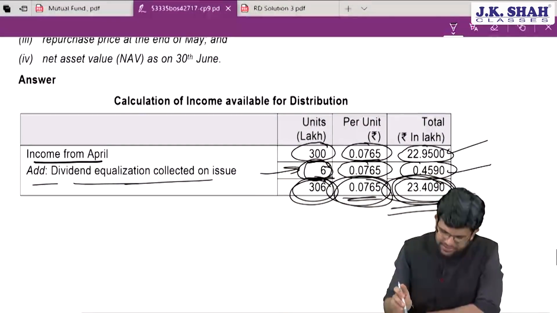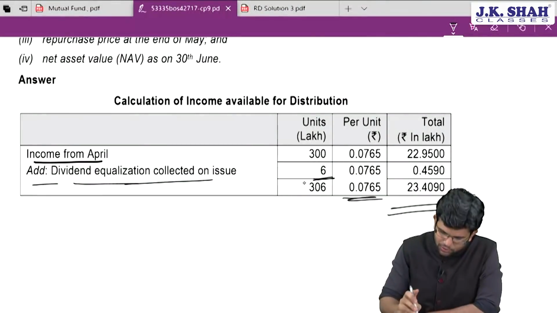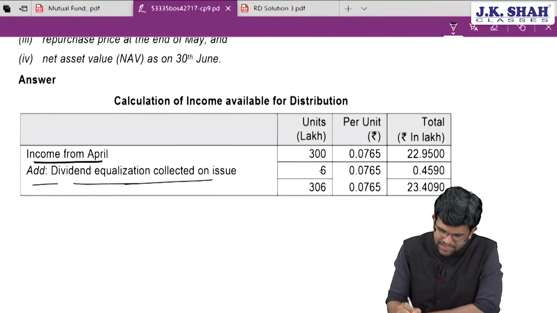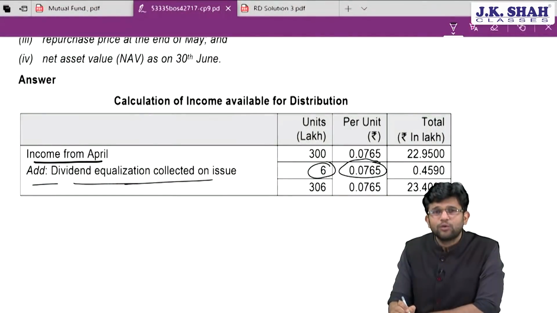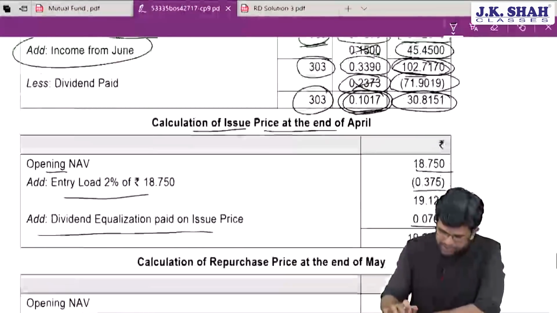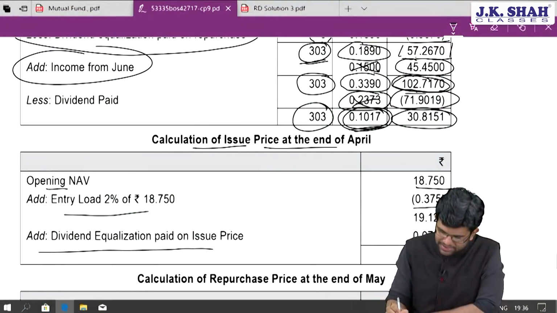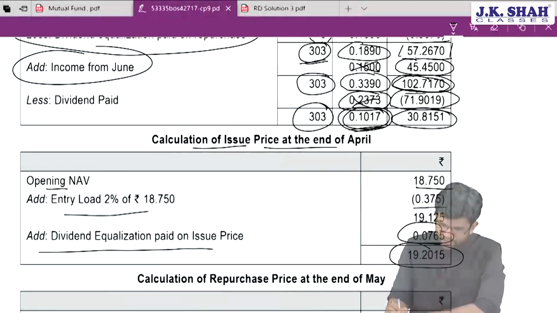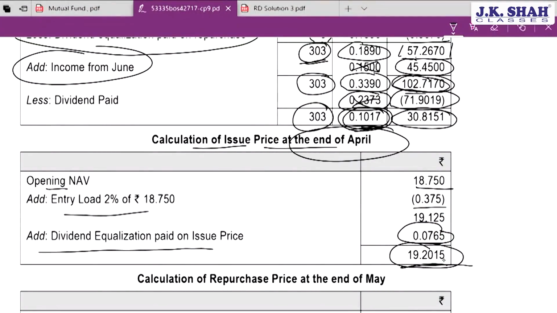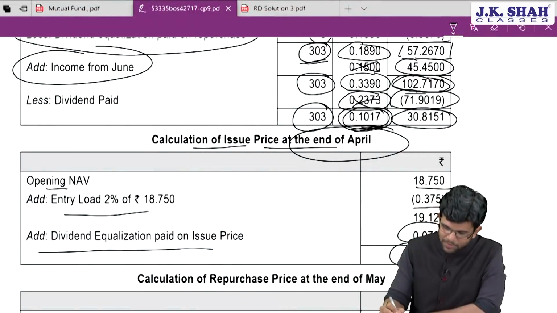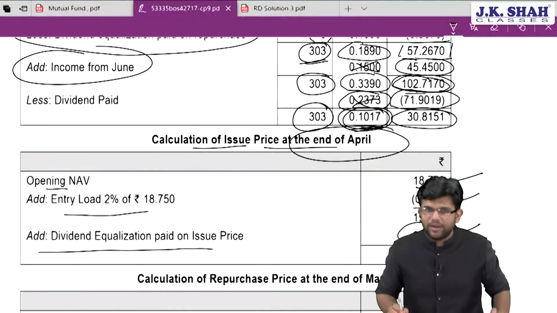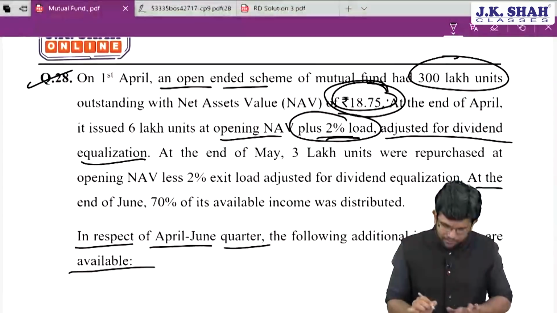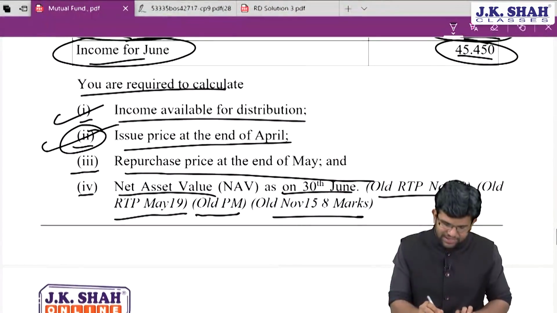Students, here it is. Yes, see, please focus. Can you see that when the 6 lakh units were issued, we recovered from them at the rate 0.0765 rupees per unit, correct? So per unit that will get added to their issue price, correct? And therefore the final issue price at the end of April will be 19.2015. Everybody clear? Opening plus entry load plus the dividend equalization rate. Final issue price is 19.2015, correct? With that we complete your issue price at end of April.